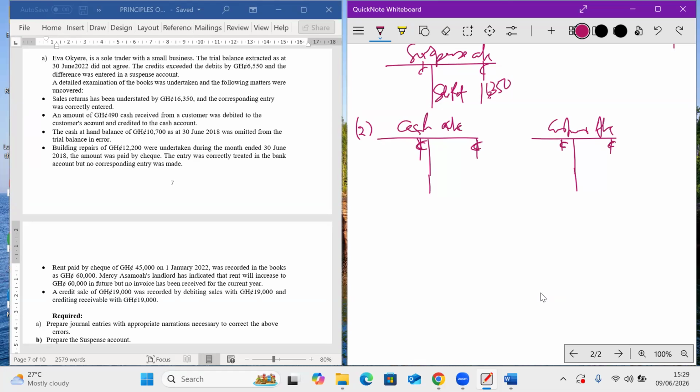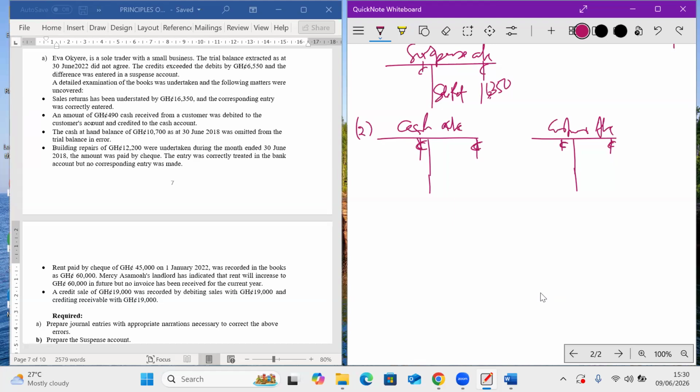Yes. What's next? Record the entries per the transaction. Okay, so let's look at the transaction and record the entries. Yes, what do you have? 490. Cash from the customer was debited to the customer's account.